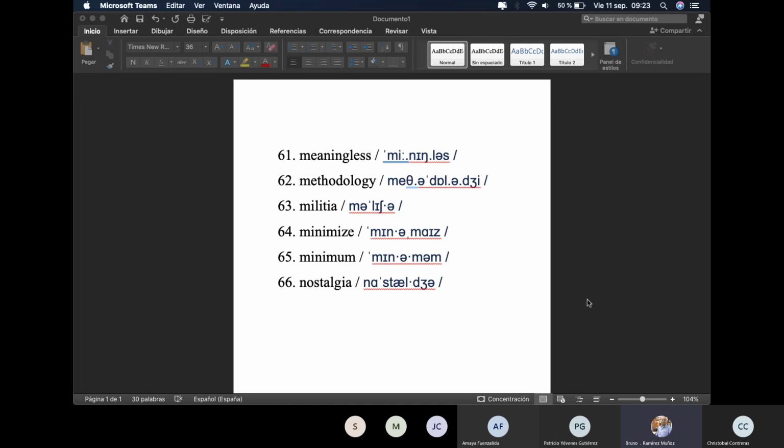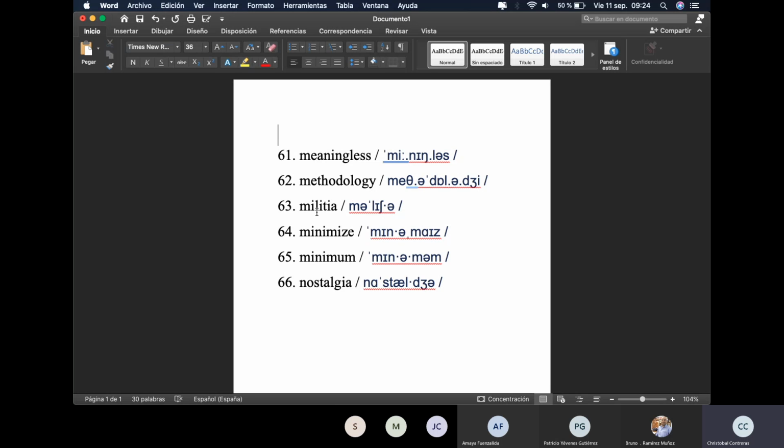Yes. Okay. So the first word is meaningless. It has 3 syllables, and the prominent is in the first one. Meaningless. The second one is methodology. It has 5 syllables, and the stress is in dol. Methodology. The third one is militia. It has 3 syllables, and the prominent is in the second one.